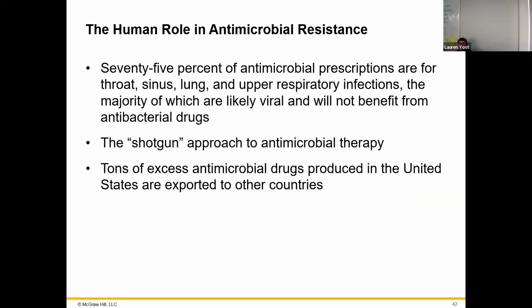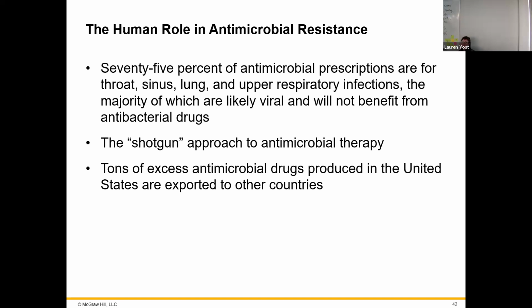75% of antimicrobial prescriptions are for throat, sinus, lung, and upper respiratory infections here in the world. Most of our drugs are targeting those things. And most of the time, those things are actually caused by viruses and not by bacteria. And so you're just creating a new environment for bacteria to have that pressure on them for evolution. So we're adding to that.